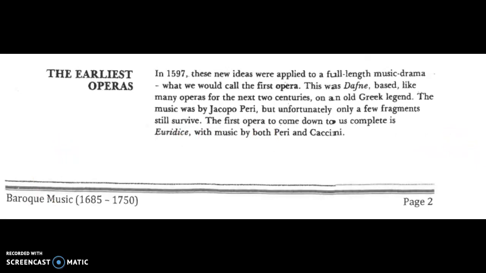The earliest opera, 1597. These new ideas were applied to a full-length musical drama, what we call the first opera. Daphne was the first opera based, like many operas for the next 2 centuries, on a Greek legend. The music was by Jacopo Peri, but unfortunately only a few fragments still survive. The first opera to come down to us complete is Euridice, with music by both Peri and Caccini.